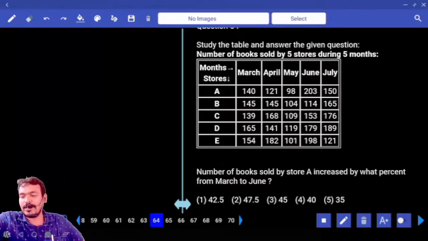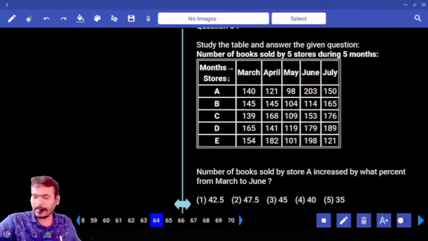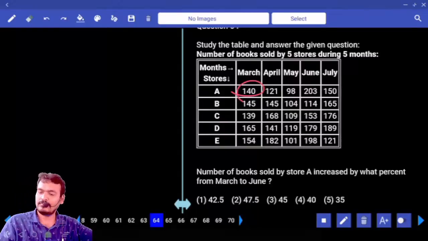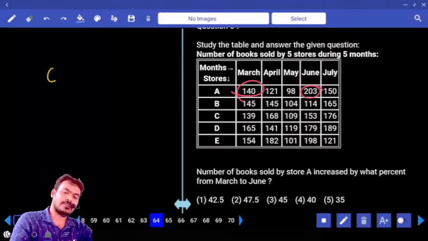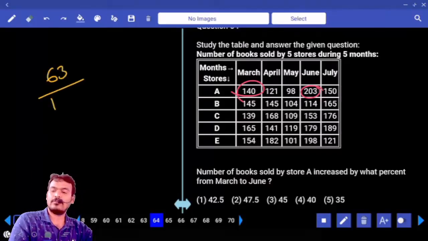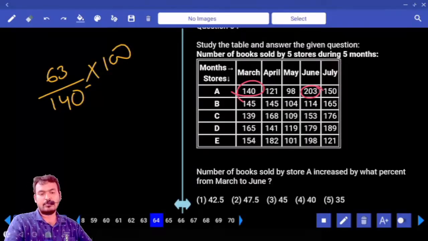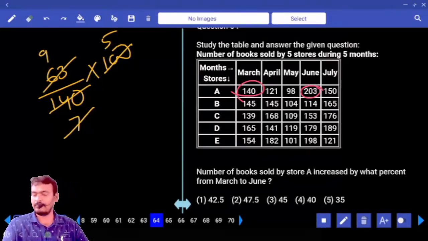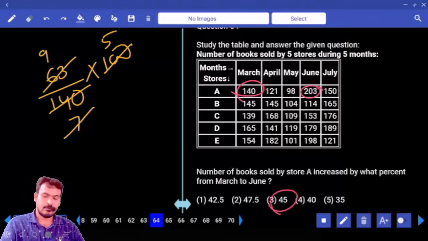Number of books sold by store A is increased by what percent from March to June? What is the A value in March? 140. June 203. How much value is increased? 63 out of 140 into 100. 20 how many times the denominator? 7. Numerator 5. 7 almost 9 times. 9 fives are 45.